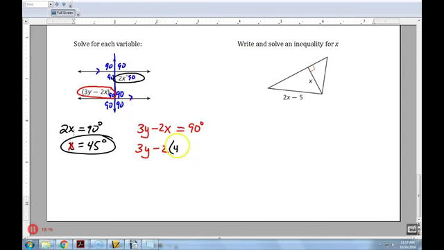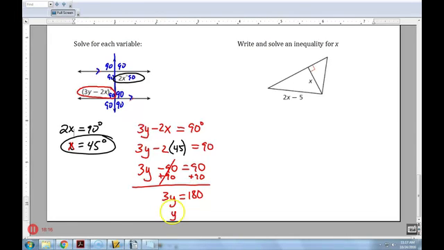I just figured that out, and so I can plug it in to solve this next equation. 3y minus 90 equals 90. Be careful here. I'm going to add 90 to both sides, and I get 3y is 180. And divide both sides by 3, and I get y equals 60. So I think I've answered the question. I've solved for x and y.